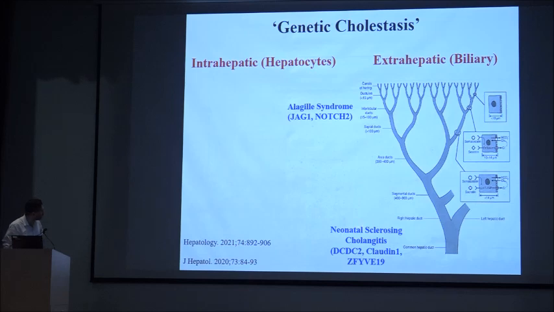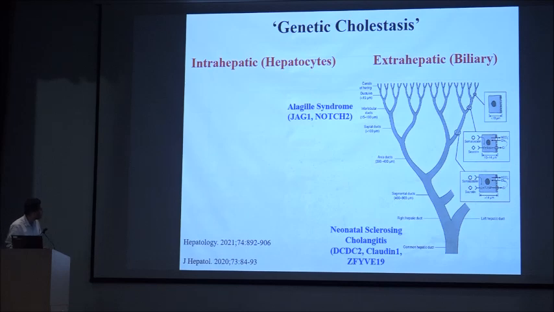Then there are defects in the microtubule formation due to mutations in DCDC2, which is a component of the microtubule, and defects in zinc finger YVE19. So these 3 mutations, including claudin1, lead to a picture similar to what is seen in PSC in adolescents and adults, where the larger ducts, the left, right hepatic ducts, the segmental ducts, and the common bile duct will have areas of strictures, narrowing, dilatation, etc.